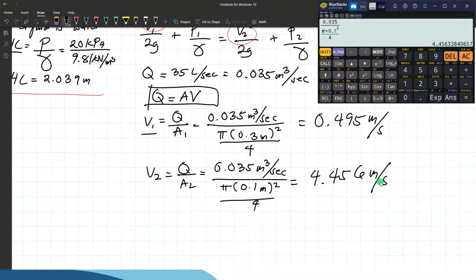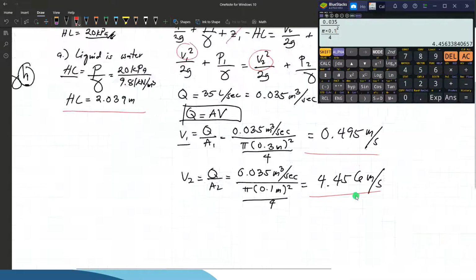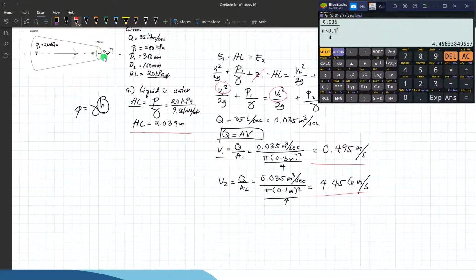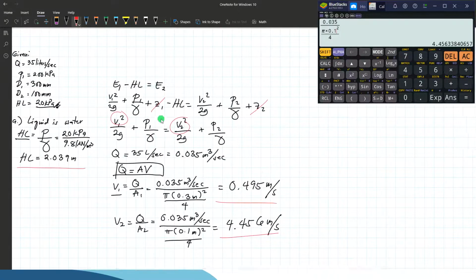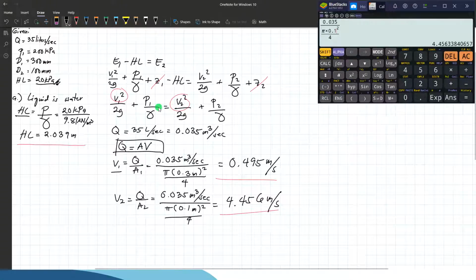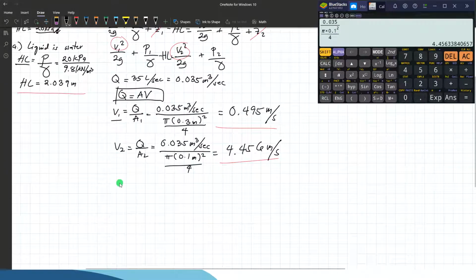4.456 meters per second. So the mean velocity at point 2 is greater than at point 1 because the diameter is smaller. Next, we can substitute these values into the energy equation. I forgot the head loss here. In the energy equation, we have the head loss, minus HL. So let's rewrite that again.